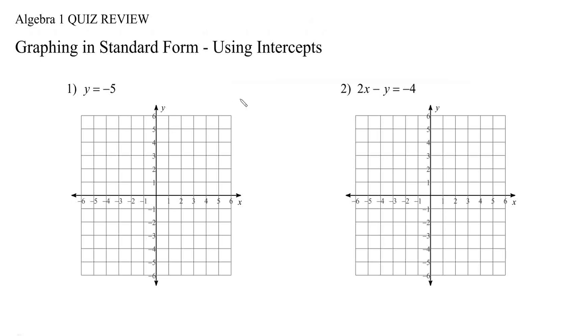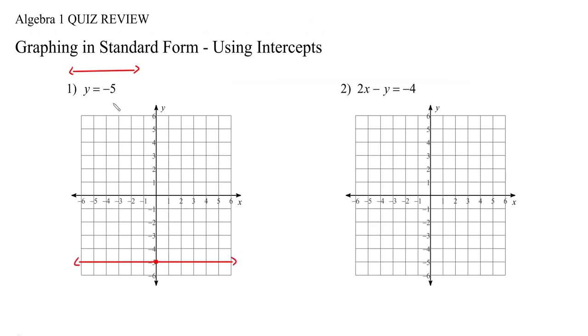All right, so here's our video review for the quiz on graphing in standard form using the intercepts. So number one says y equals -5. Remember, when we have an equation like this, y equals a number, it's going to be a horizontal line that goes through the y-axis at that number. So all we have to do here is put a point on -5 on the y-axis and then take our straight edge and draw our line going across.